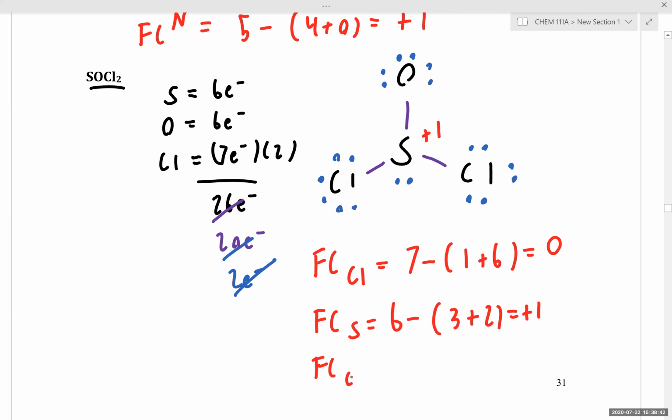Let's look at the formal charge of oxygen. Oxygen has a group number of 6. We form 1 bond. We have 6 lone pair electrons. That gives us a formal charge of -1. So this is a fine structure, but it's not the best structure. If we wanted to minimize formal charges, what would be the best way to do that?